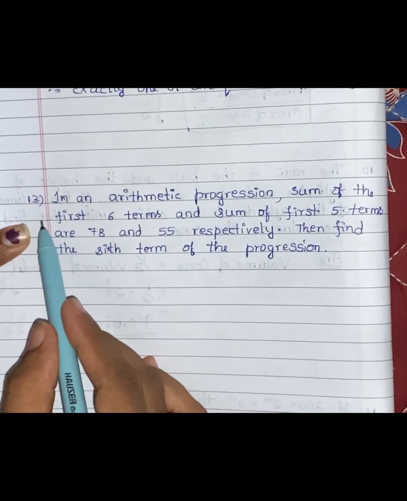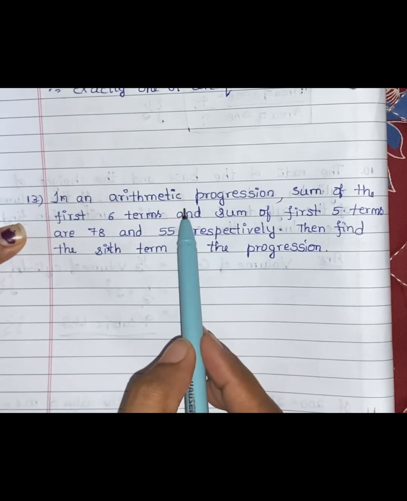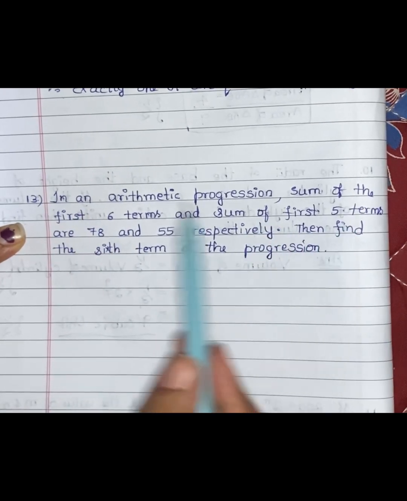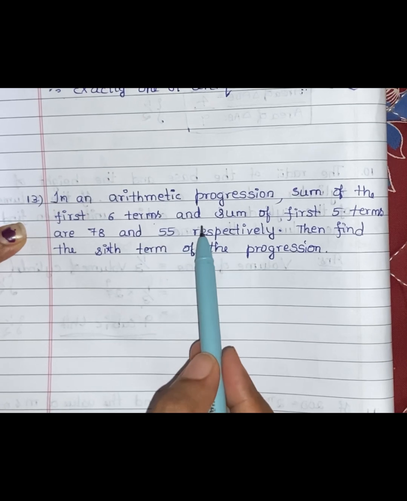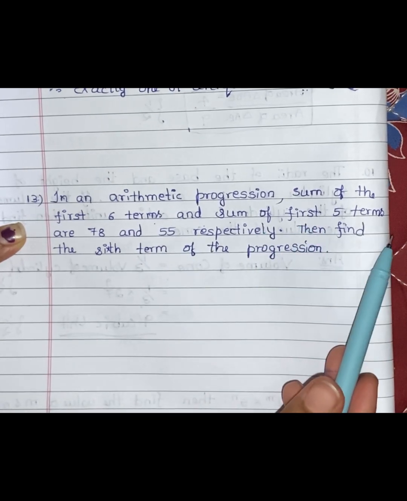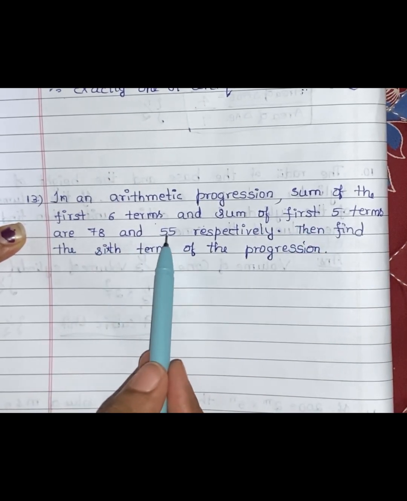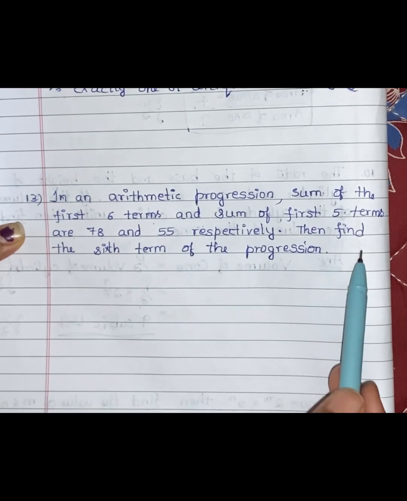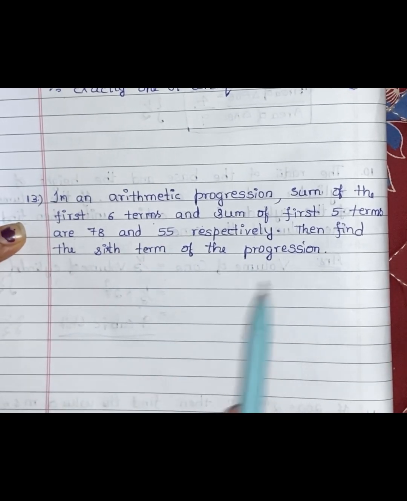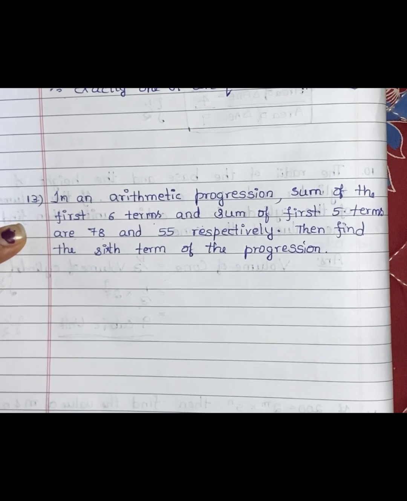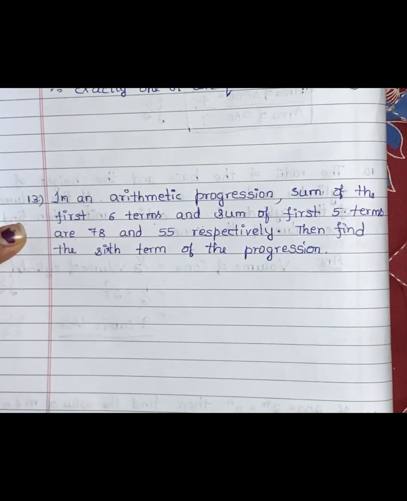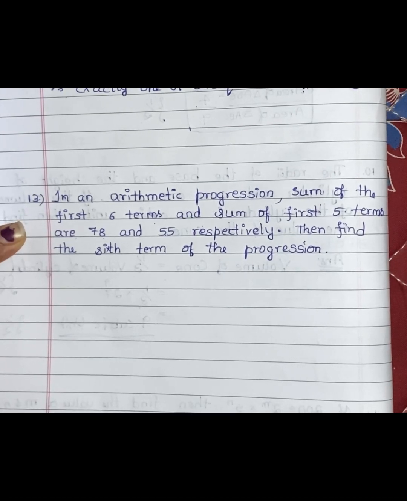Okay, 13th question. In an arithmetic progression, the sum of the first 6 terms and the sum of the first 5 terms are 78 and 55 respectively. Then find the 6th term of the progression. First we'll write what data they have given and what they've asked us to find out. Whenever you see a question, you have to write all the given data so that you'll have an idea which formula to use.